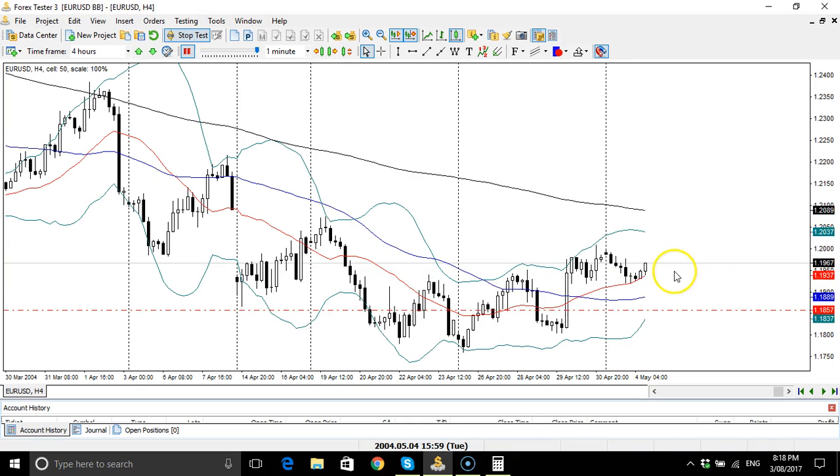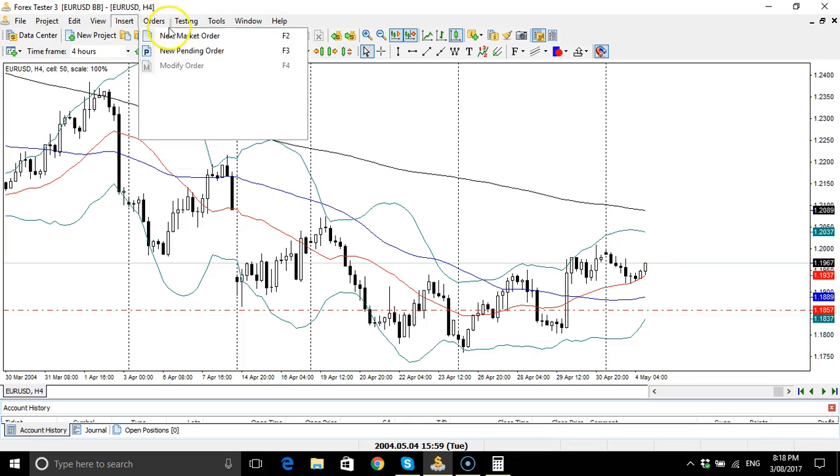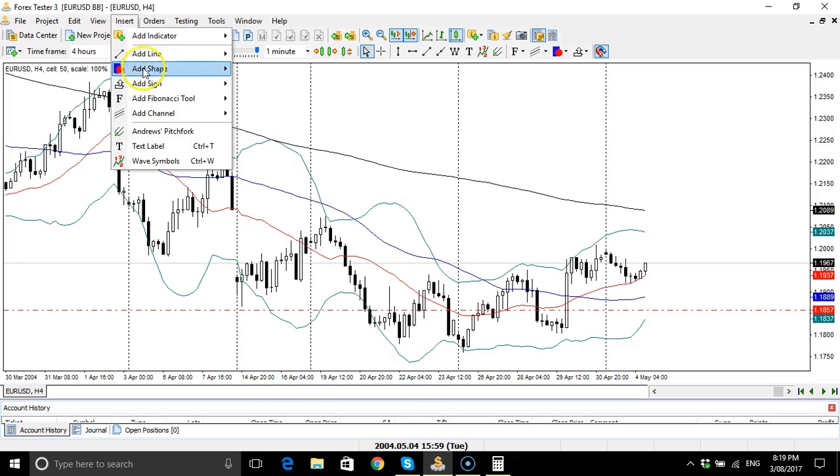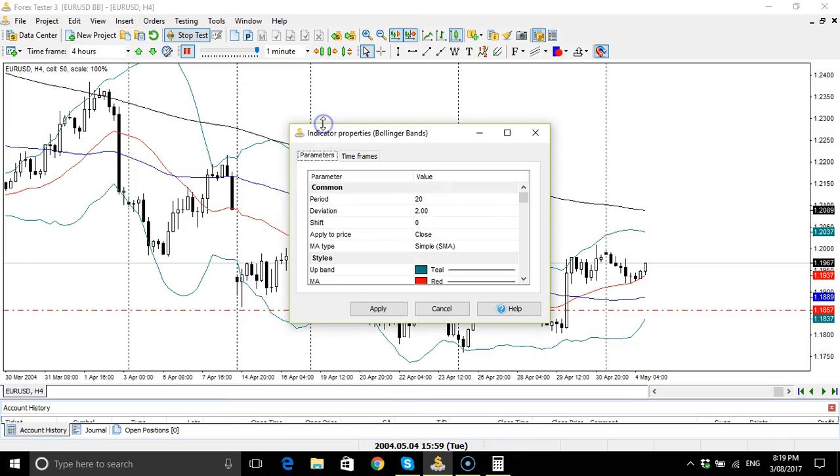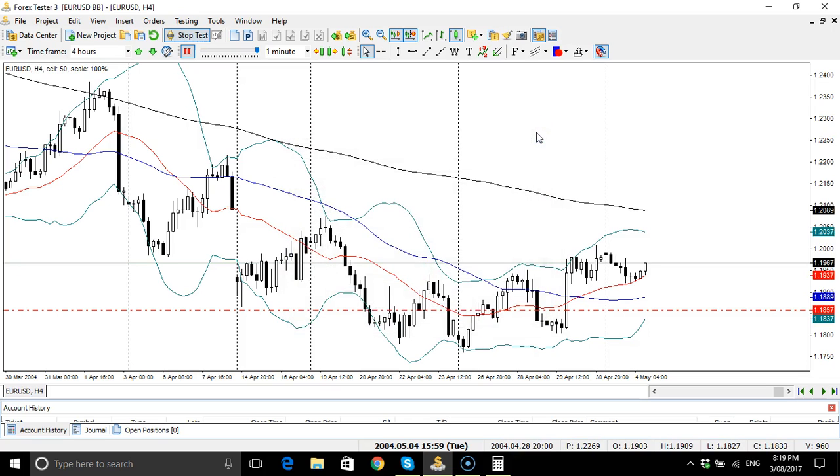Okay. So what I'm looking for here is band expansion. So to show you if you're new to the program, I go to indicator. And this would be the same if you're running Forex Tester 2, this will be similar. Alright, and then Bollinger Bands, and that's how I do it. So period 20, deviation 2, and I've just got the moving average here, which is the 20-day moving average in red. Alright, that's my preference.